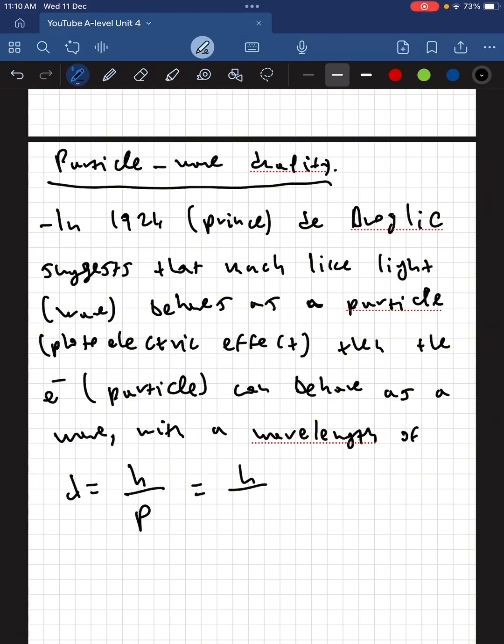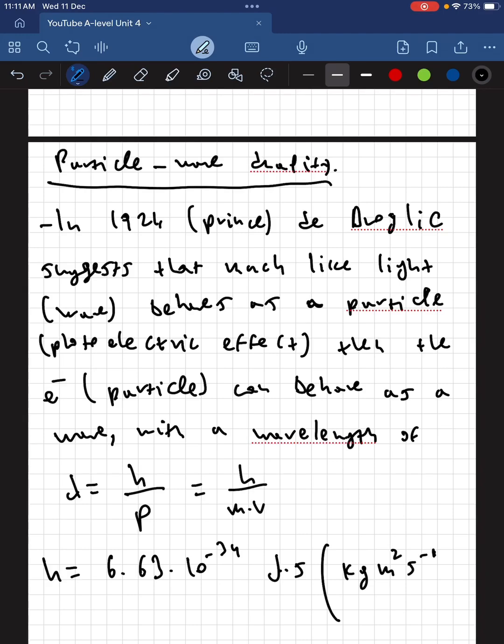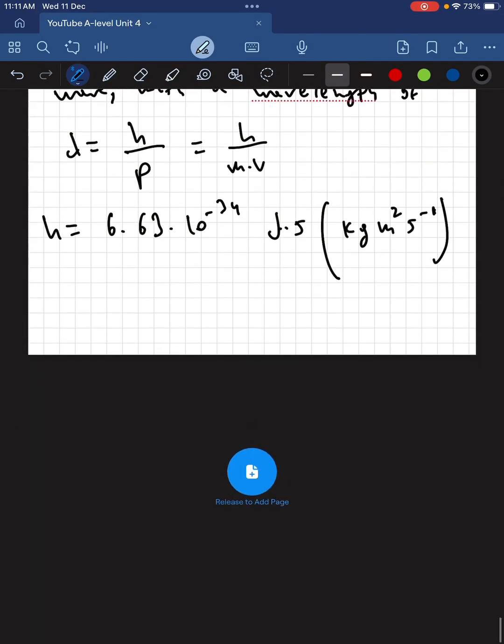And h is Planck's constant. I'm gonna talk about it in a moment. And what is p? Mass times velocity, right? So de Broglie suggests this about electrons, and later this was generalized to all subatomic particles. And h is Planck's constant equal to 6.63 times 10 to the negative 34 joules times seconds, okay? And if you work these units out down to base units, you will find kilograms meters squared seconds to the minus 1, okay?